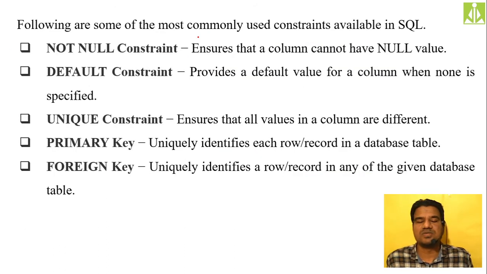So quickly we discuss how many different types of constraints we have. Whatever listing I'm giving over here, they are the most commonly used constraints. It doesn't mean that we have only this much, we have many, but the most commonly used constraints we are discussing over here. Following are some of the most commonly used constraints available in structured query language. The first one is the NOT NULL constraint. As the name suggests, when you use this NOT NULL constraint on a particular field, on a particular column, then what will happen?